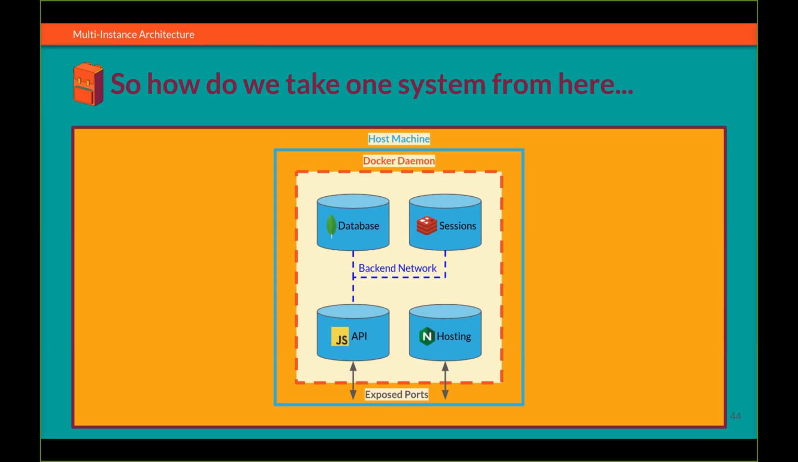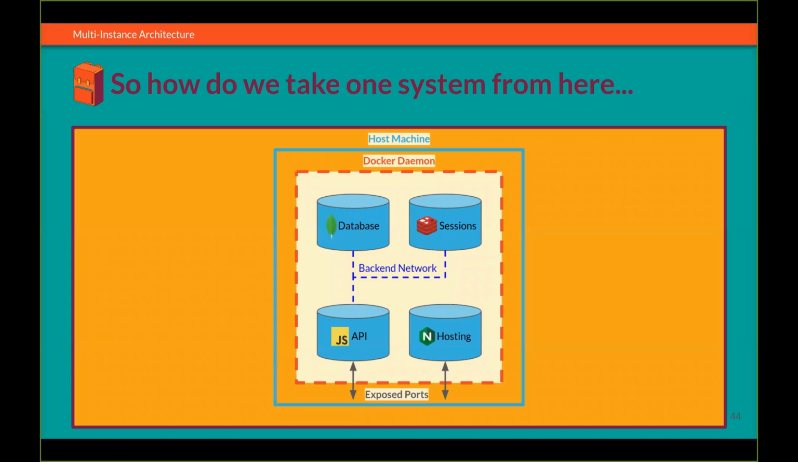In a quick review, this is our single instance Backpack deployment that we have so far. There's the Express API running on its own container. We have our Mongo database and also the Redis session store. And those three different containers are all communicating with one another over a backend network. And then we have this fourth container running Nginx as a web server that can host static files for like a front-end website. The API and Nginx are both exposing ports so that they can handle requests that come from outside of the Docker system.